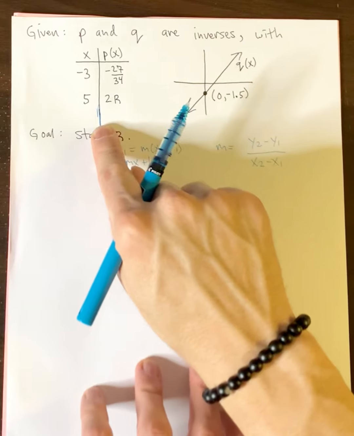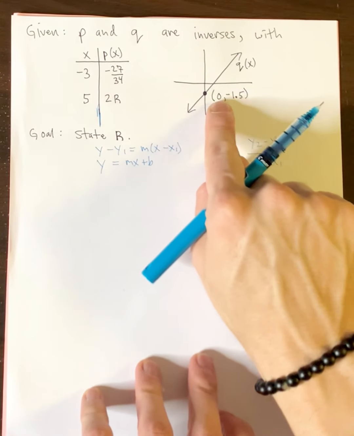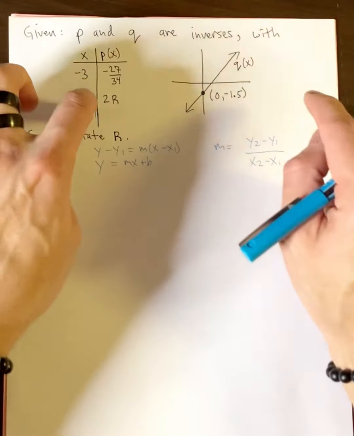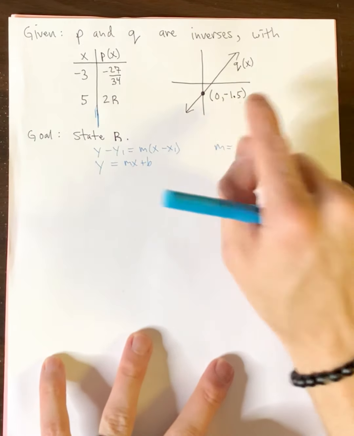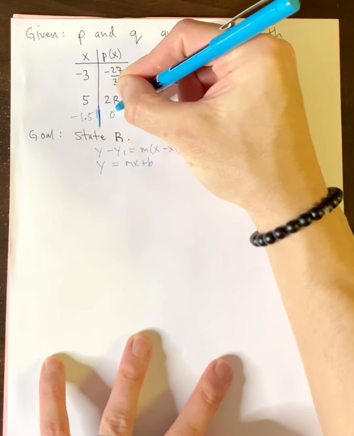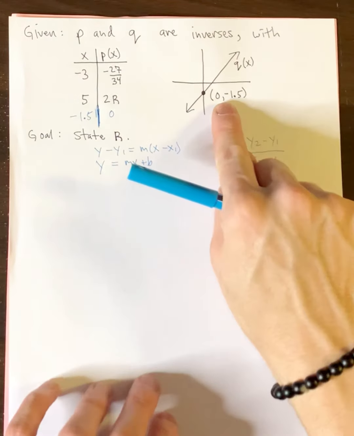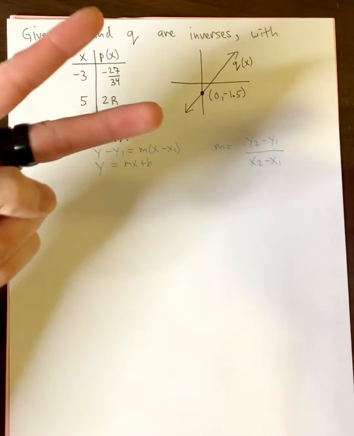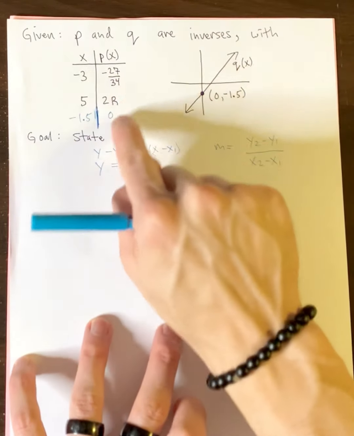I'm going to extend my table. And you see how this point is on Q? Well, if P and Q are inverses, I can take this point, flip it, and drop it in this table. So 0, negative 1.5 becomes negative 1.5, 0. So now I switched it, dropped it there. So now the table for P has 2 points that are legit. This point and this point.